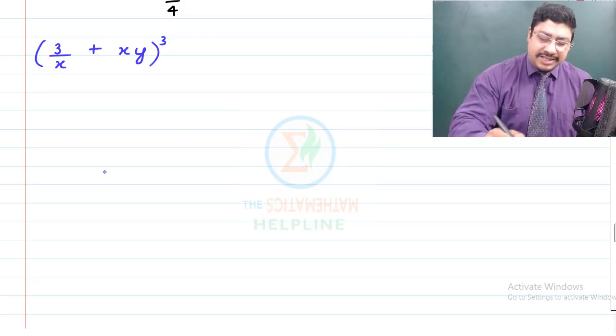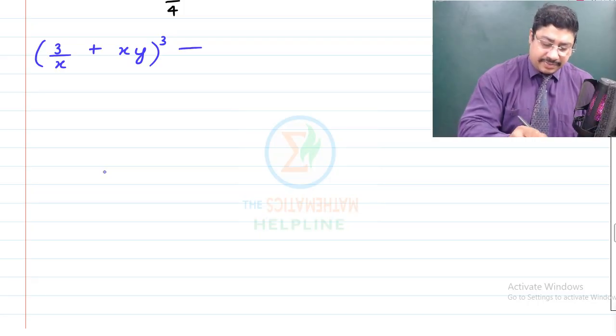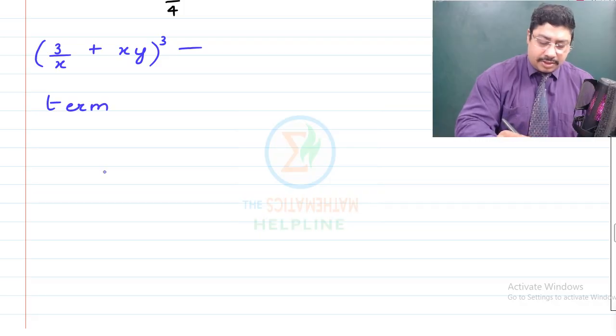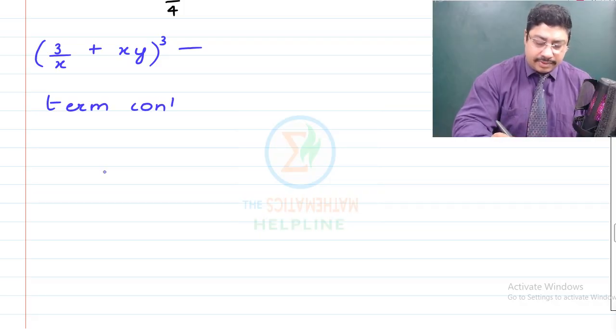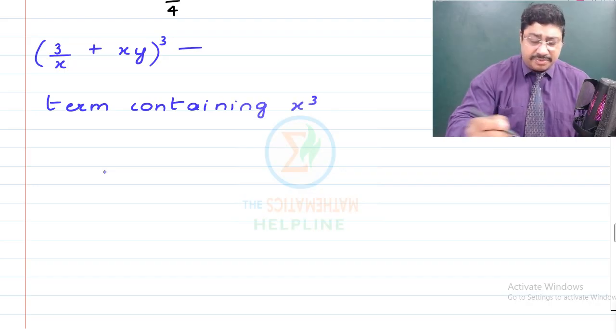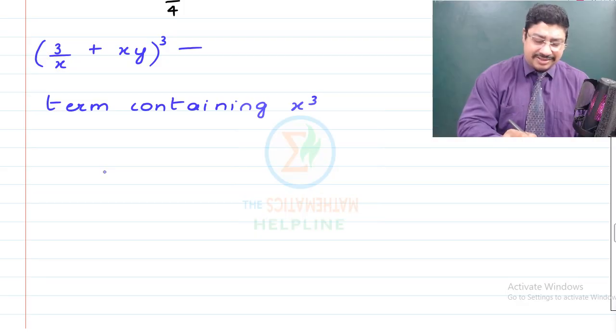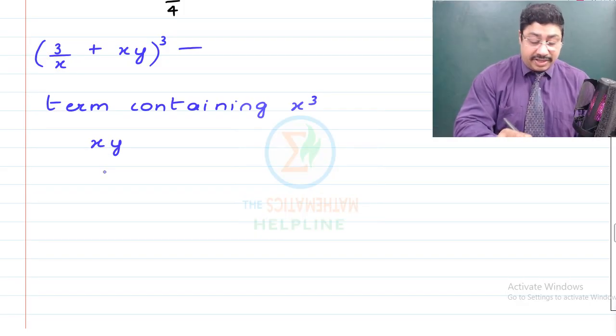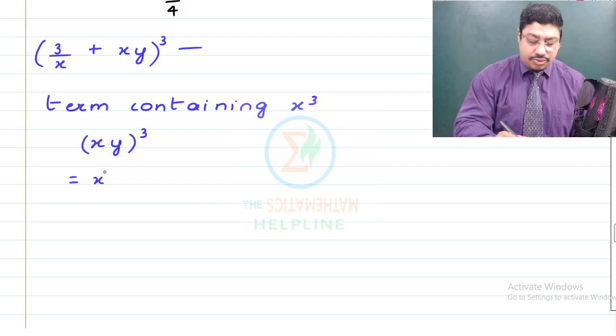So here we can say that in this term, the one containing x cube is going to be the third term. And what exactly is the third term? It is the fourth term. That means the last term, (xy) whole raised to the power 3. And that, children, will become equal to x cube y cube.